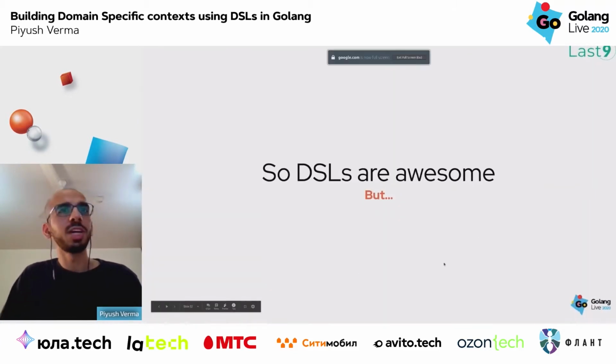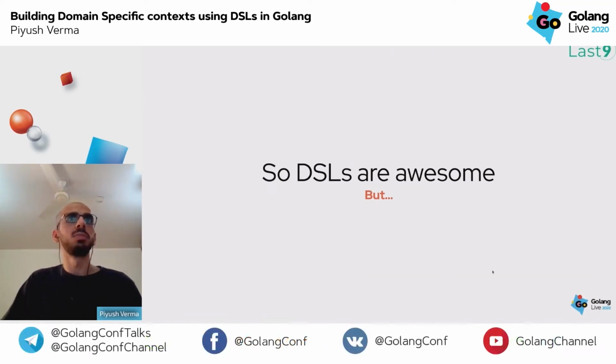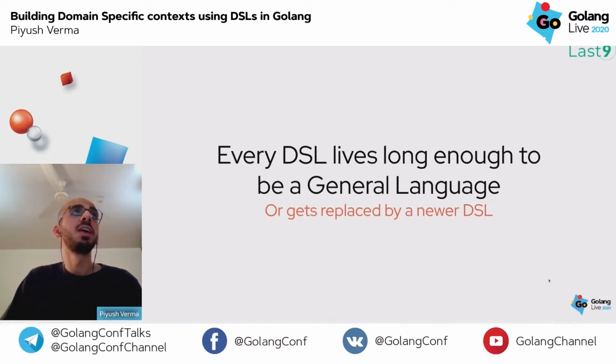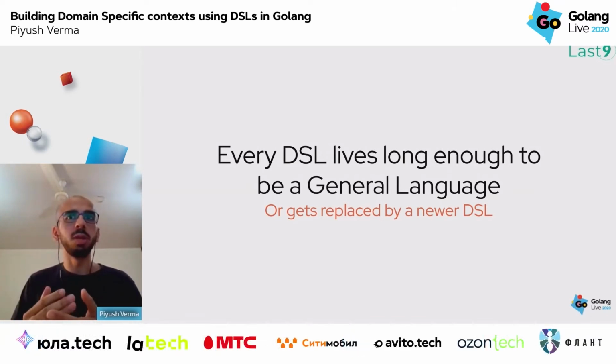So fair to say, we could conclude here saying that, hey, DSLs are awesome. They're really cool. So we should just write DSLs. Well, they are. The only catch being every DSL lives long enough to be a general language or gets replaced by a newer DSL. What I mean by that is general-purpose programming languages are moving towards solving more and more cases. They want to solve a web problem. They want to solve a mobile problem. DSL, on the other hand, is getting more and more specific to a domain.